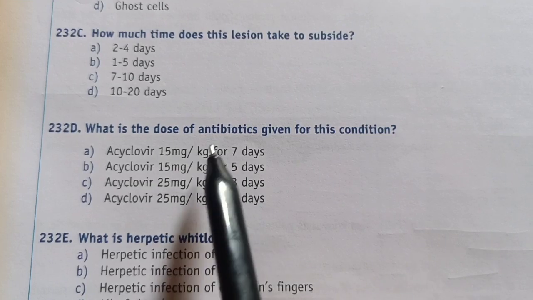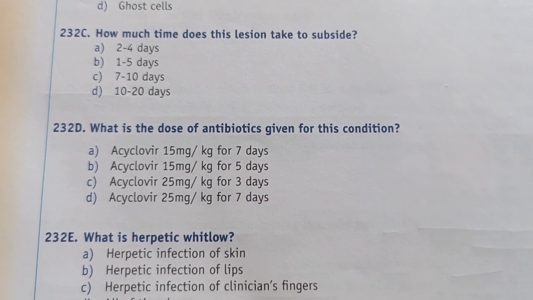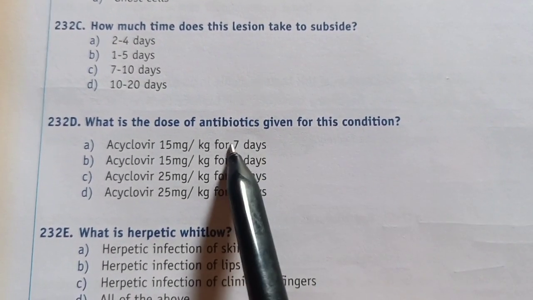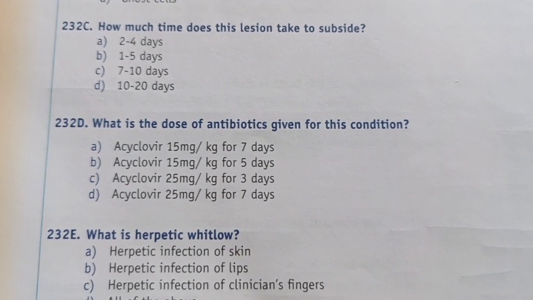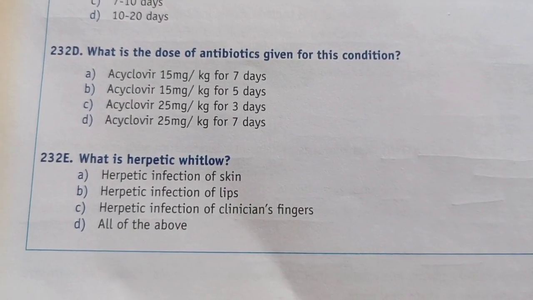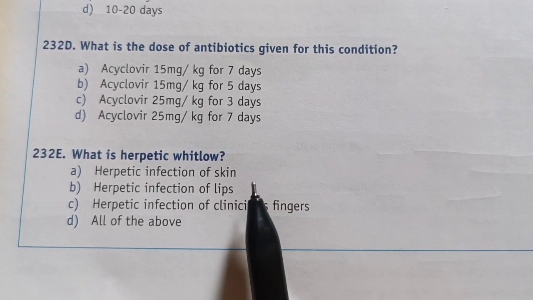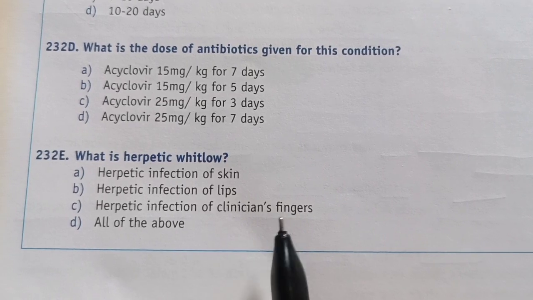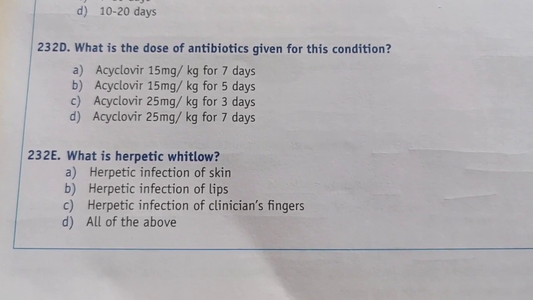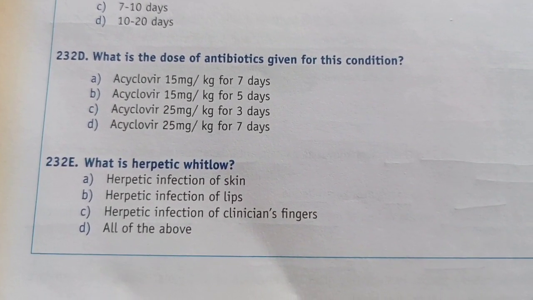And the next question is, what is the dose of the drug given for this condition? Acyclovir is the most commonly prescribed drug, but the right dose is 15 mg per kg for 7 days. So option A is the right answer. And the next question is, what is herpetic whitlow? The options are herpetic infection of skin, herpetic infection of lips, herpetic infection of clinician's fingers, all of the above. So for herpetic whitlow, the right answer is herpetic infection of clinician's fingers.